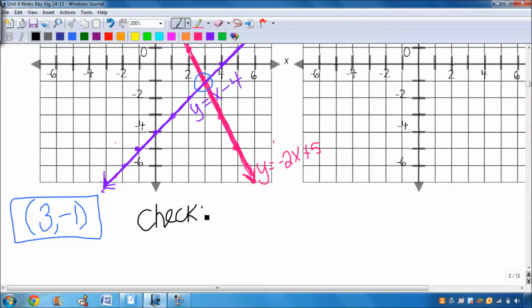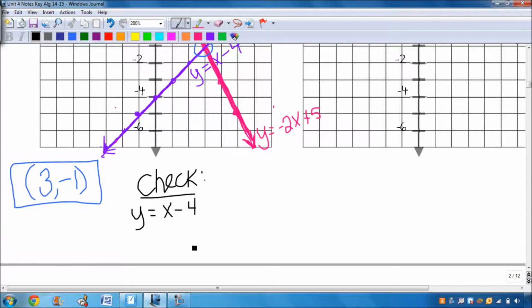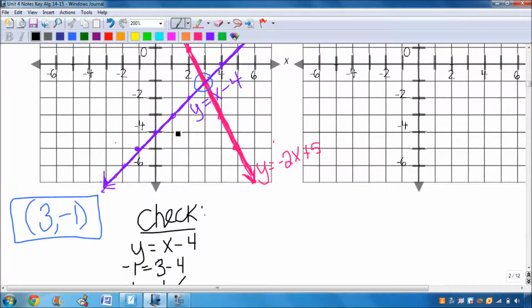So in order to check, I'm going to write the equation down, y equals x minus 4, and every time I see a y, I'm going to replace it with negative 1. X is going to get replaced with 3. So I end up getting negative 1 equals negative 1. Now, a lot of people think that once they do this one check, they're done. But you're not, because I could have plugged in any point on this line and it would have worked, but only one point works for both lines. So you have to check the other line.